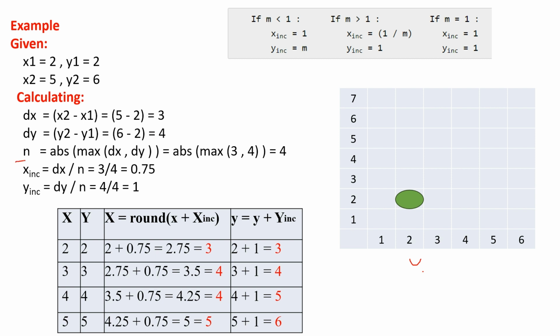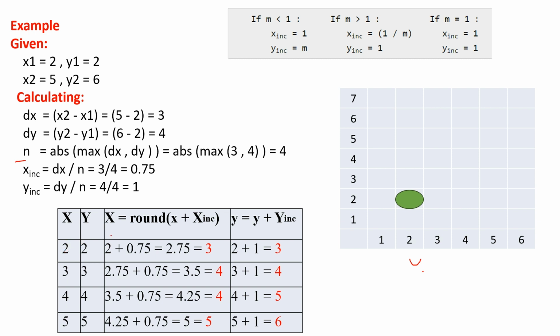We have to find the n value. Substitute into the formula: absolute value of max of dx, dy. The max of 3 comma 4 is 4. It is always positive, so the output is 4. Now apply the x increment value, dx by n, which is 3 by 4 equals 0.75. The y increment, dy by n, is 4 by 4 equals 1. We already have the starting point, 2 comma 2, so the first point 2 comma 2 will be taken.